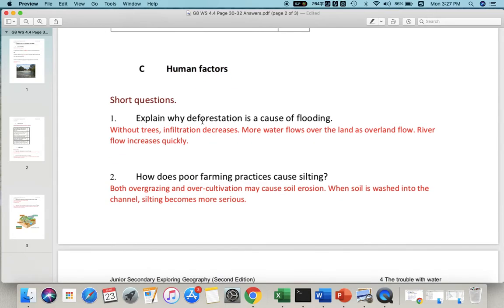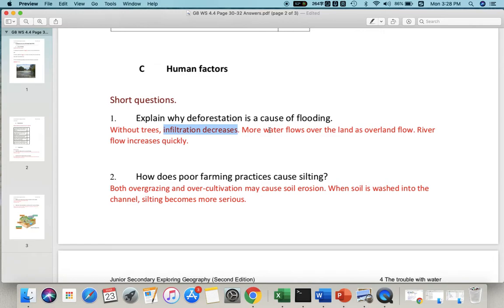For number 1, explain why deforestation is a cause of flooding. Okay, this you can refer back to the figure 7 on page 31. Very clearly, it shows you that because without the trees, okay, first point, the infiltration will decrease. Second point, 即係冇樹啦，咁嗰個嘅下滲就會減少咗啦。Okay, why? It is because the tree root can no longer hold the soil. So without the trees, the soil will be easily washed away by the rain.